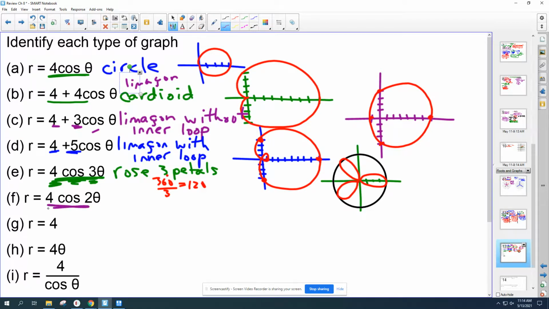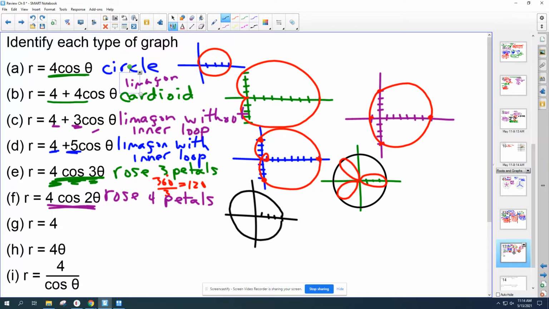The next one is also a rose. But this time that 2, remember the rule is it's going to double. When that's an even number, it's going to have 4 petals. So that's a rose with 4 petals. So again, it goes out 4. 1, 2, 3, 4. And you can kind of picture a circle of radius 4. I don't really want that circle there, but that helps me to draw my rose with 4 petals. You're going to have one here. They're going to be 90 degrees apart because there are 4 of them. So it looks something like that.